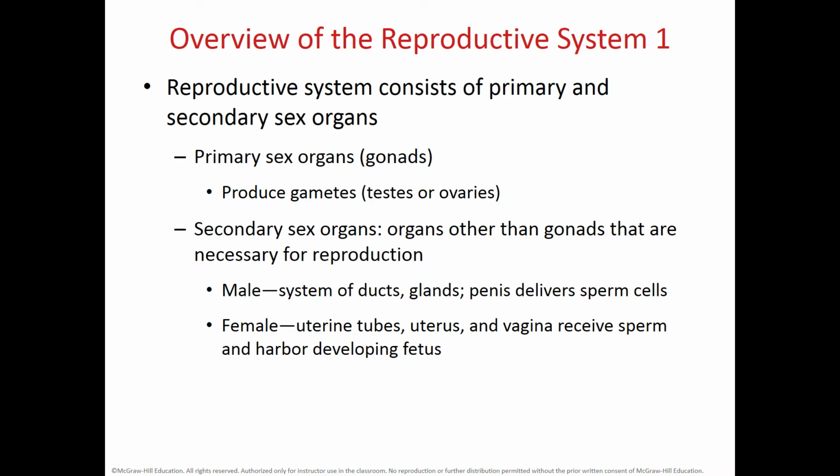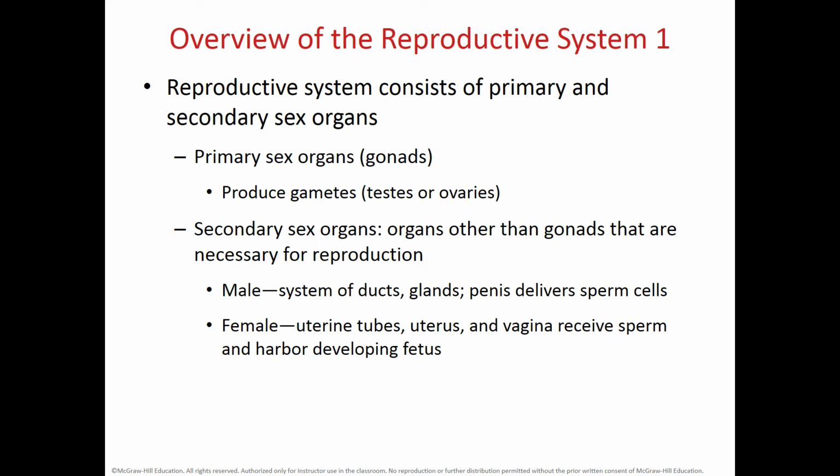consists of primary and secondary sex organs. So the primary sex organs are known as gonads, and they help to produce gametes. In the case of the testes, it will produce sperm cells. In the case of the ovaries, oocytes. And they also produce hormones like testosterone in the case of the testes, and in the case of the ovaries, it will produce estradiol or estrogens and progesterone.